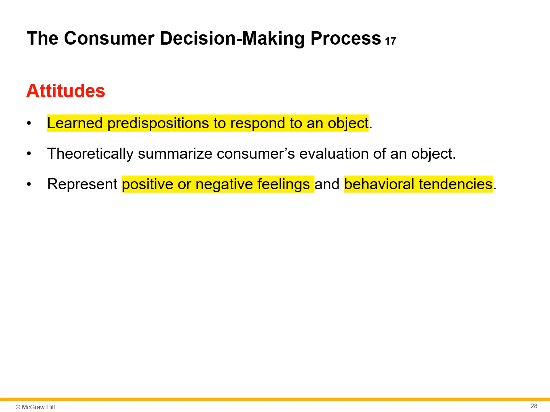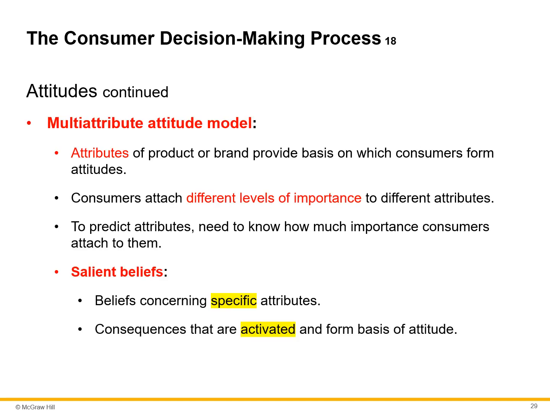It represents positive or negative feelings and/or behavior tendencies. With attitude, there are behavior tendencies, because if you like it or dislike it, you're going to buy it or not buy it. You may have positive feelings about it, or negative feelings. You have a positive attitude or a negative attitude. So this can be your test: attitude is a learned predisposition to respond. Now, how do you measure attitude? There's a multi-attribute attitude model.